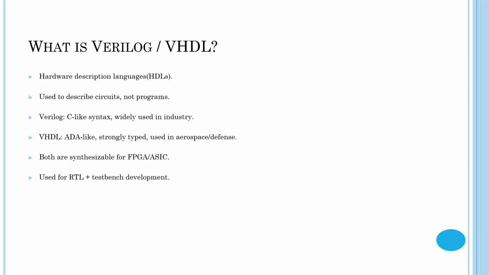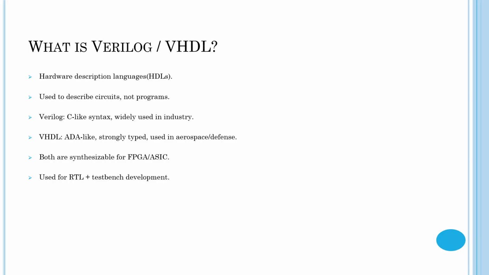It is strongly typed, which means it forces more structure and type checking during coding. This makes it highly reliable and preferred in applications where safety and correctness are very important, such as aerospace, defense, and automotive systems. Both Verilog and VHDL can be synthesized, which means the code written in these languages can be converted into real hardware using tools like synthesis and place and route.